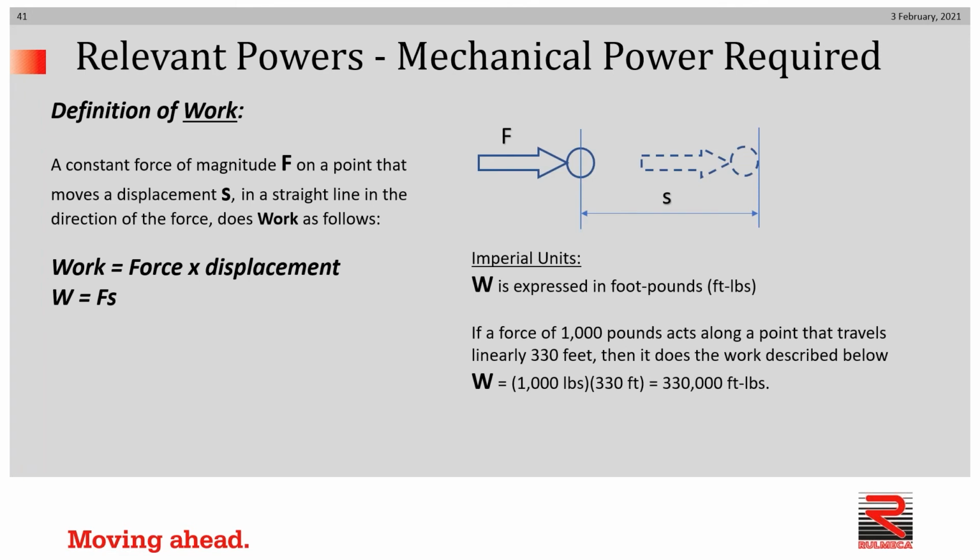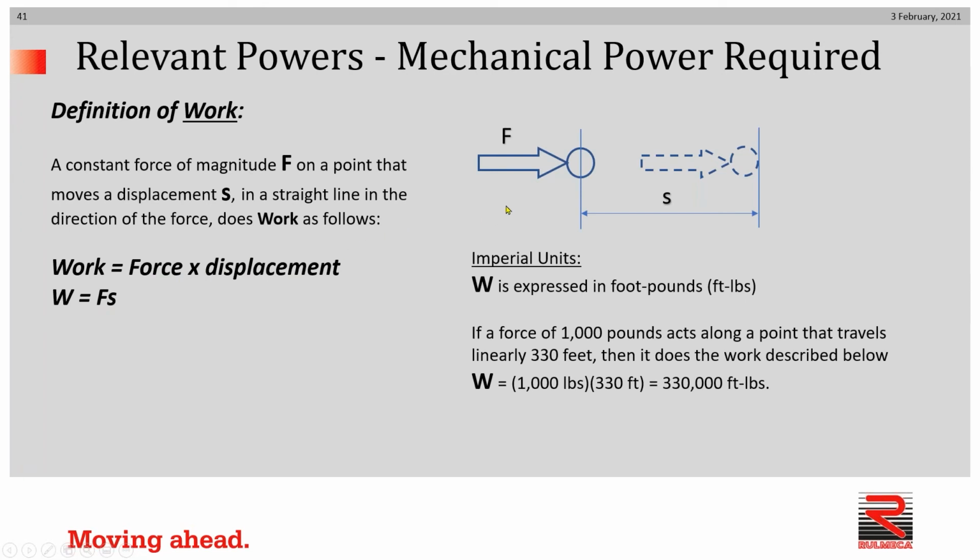Let's define work, and then we'll define power. A constant force of F exerting itself on a point that moves a displacement of S may be used to describe the work done in this instance. Force times distance equals work. Force times displacement equals work, or F times S.